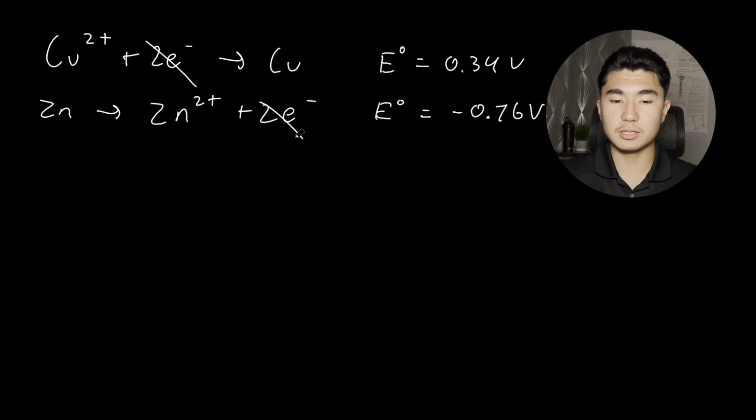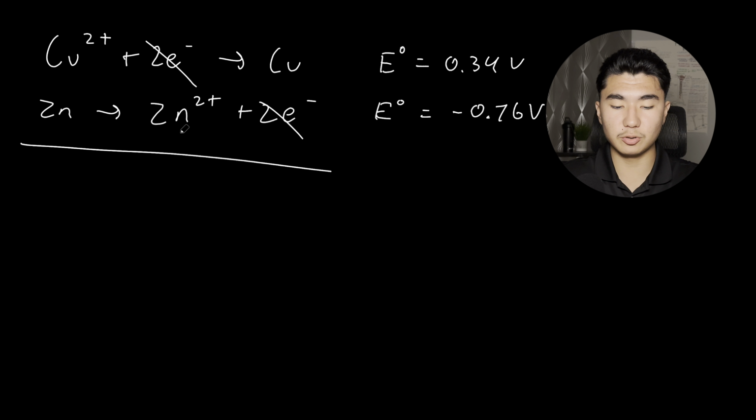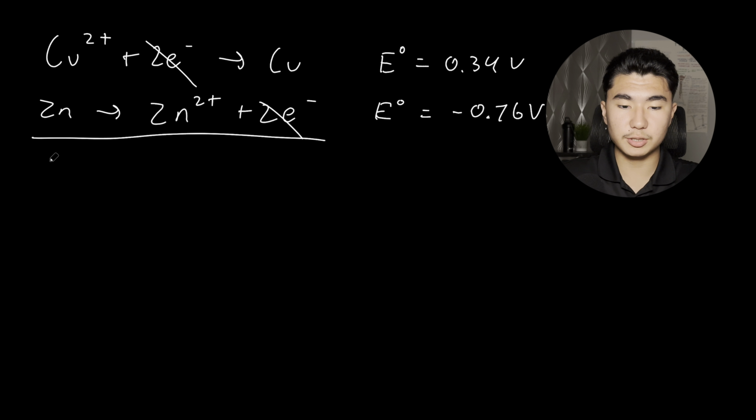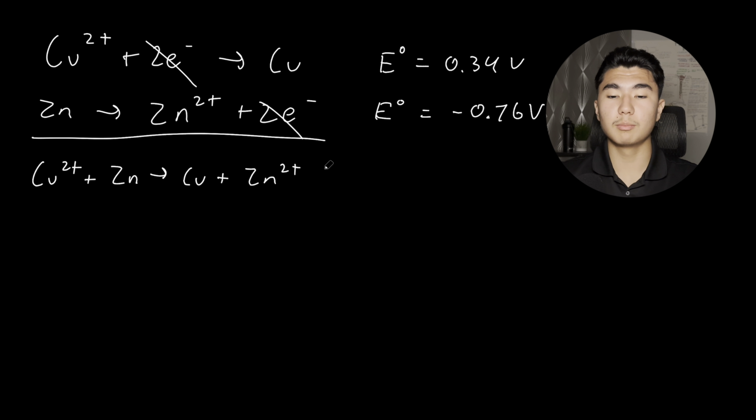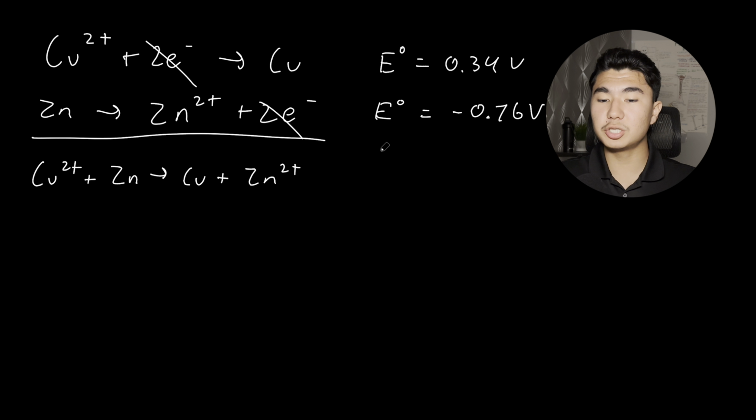Those electrons will cancel out, and our final equation for the reaction is Cu2+ plus Zn goes to Cu plus Zn2+. We cancel out those electrons. But one thing to note with standard reduction potentials is that even if you flip the reaction, double it, or add something, it doesn't change these numbers. This isn't applying Hess's law, because Hess's law doesn't apply to the standard reduction potential. We still have the same standard reduction potentials.